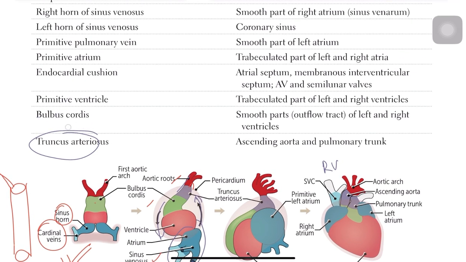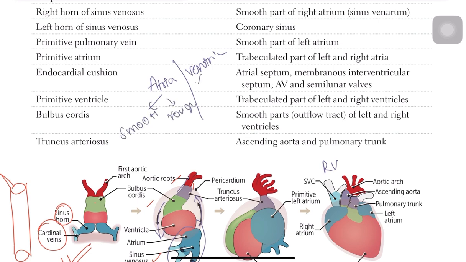Atria or ventricle have two parts embryologically, so anatomically you have a smooth part and you have a rough part. The same way your ventricle has a smooth part as well as a rough part. Remember, anywhere the primitive atria or primitive ventricle will give rise to your rough structures, the trabeculated part of your atria or the ventricles, whereas your bulbous cordis, which is the cranial part, will give rise to the outflow tract of the ventricle.